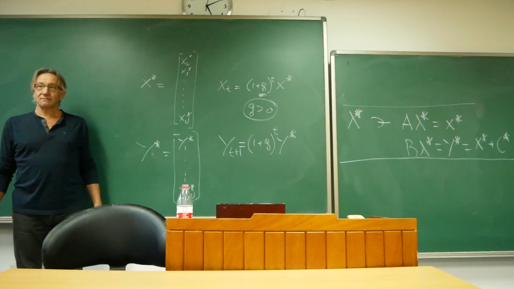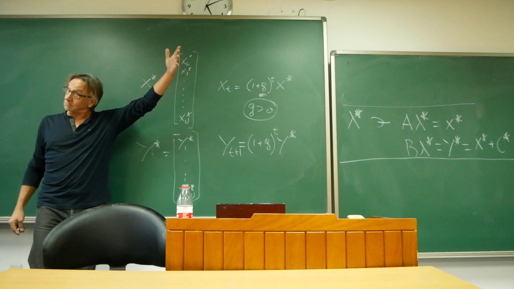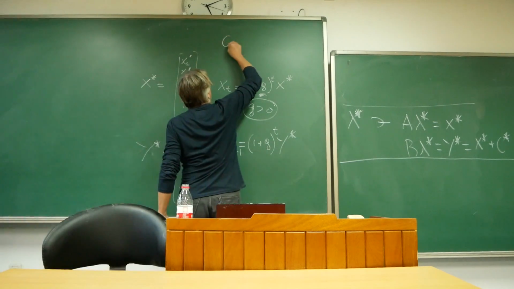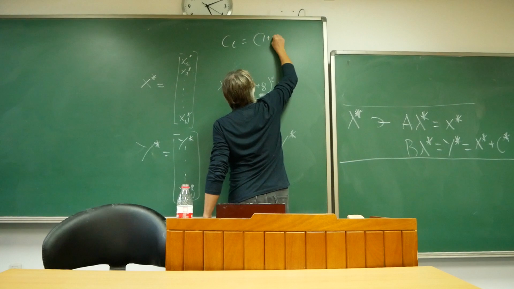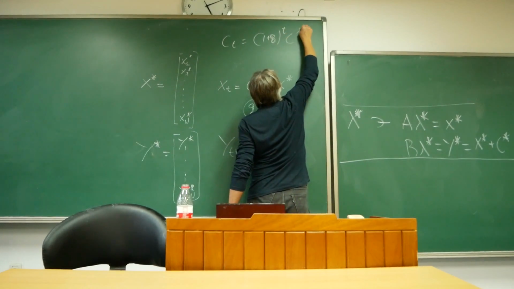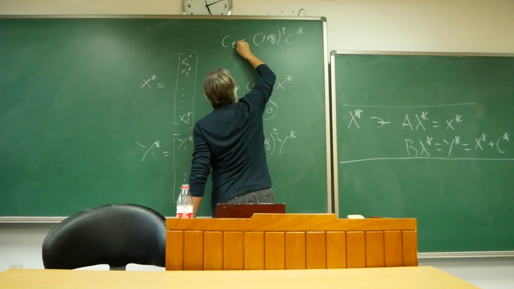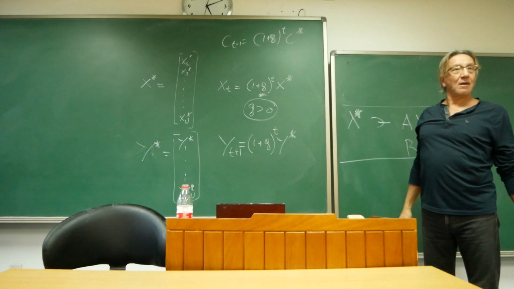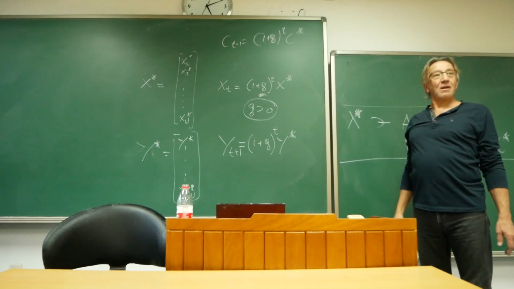Right? Output also grows. Also the vector of output always has the same composition, and it just grows in size. But the composition is the same. And obviously there is then a vector of consumption that does the same thing. Okay? The growth rate of consumption, capital, and output must be the same.